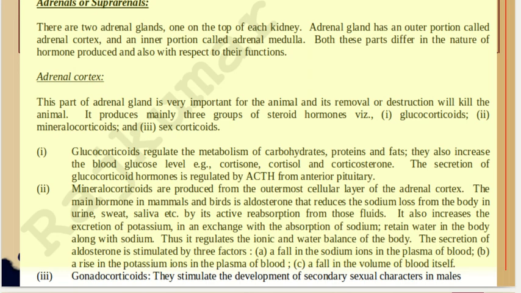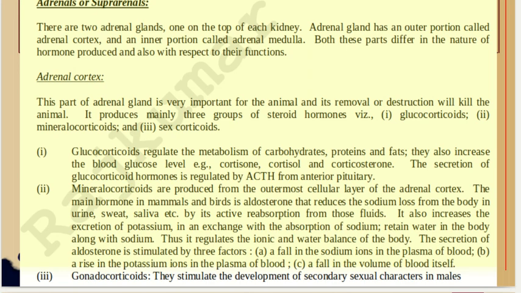The adrenals or suprarenals, as the name indicates, are glands which are present above the kidney. There are 2 adrenal glands, one on top of each kidney. Adrenal gland has an outer portion called adrenal cortex and an inner portion called adrenal medulla. Both these parts differ in the nature of hormone produced and also in respect to their functions.